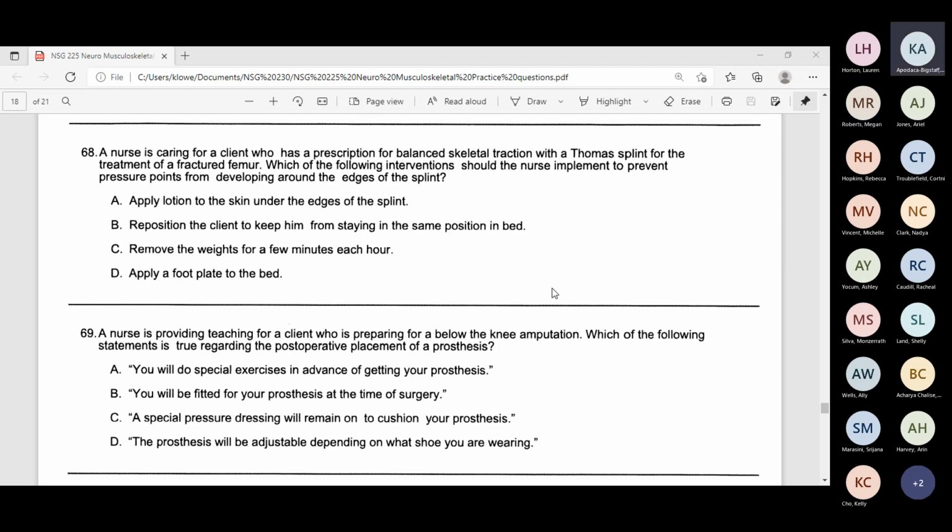So in this one, it's got a lot of information, and I don't even have to know what a Thomas splint is, and I don't know what a Thomas splint is. But if I'm looking and it's asking me about preventing pressure points around the edge of a splint, the answer is to reposition them. We're going to prevent them from staying in one position too long, and that splint from causing pressure in the same area can cause skin breakdown. So we're going to reposition our patient.